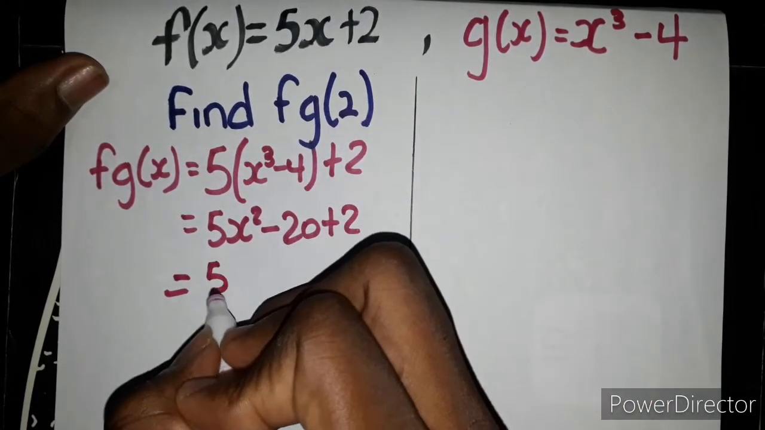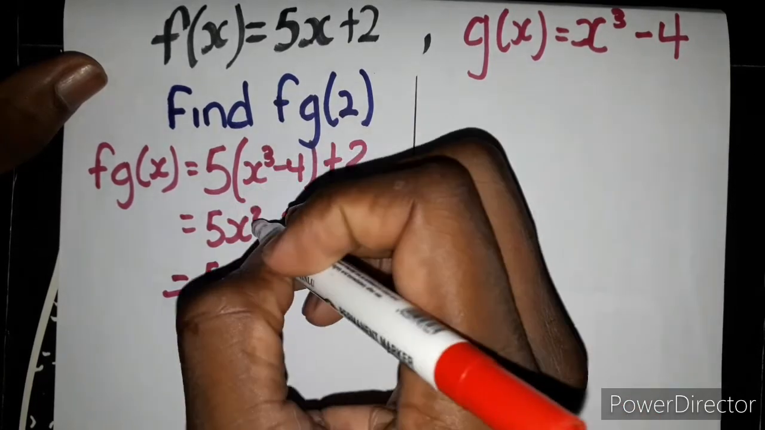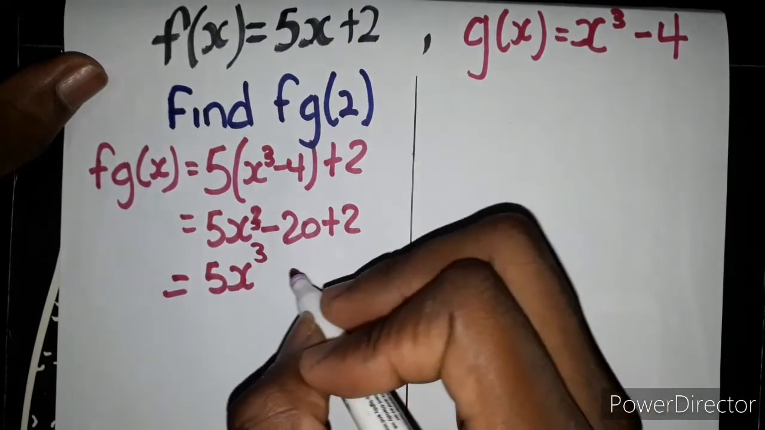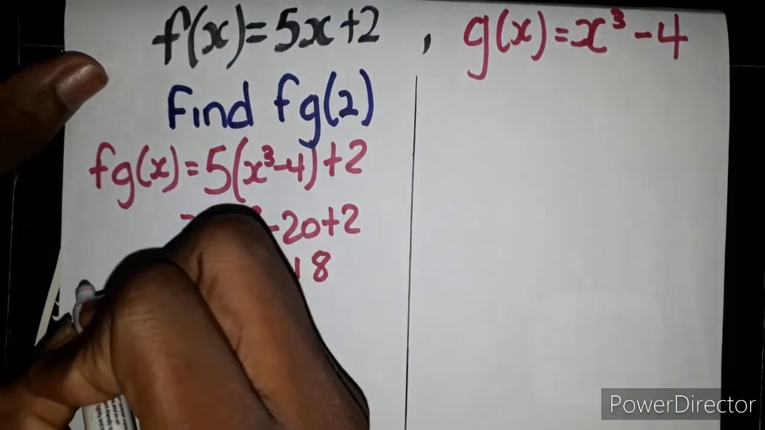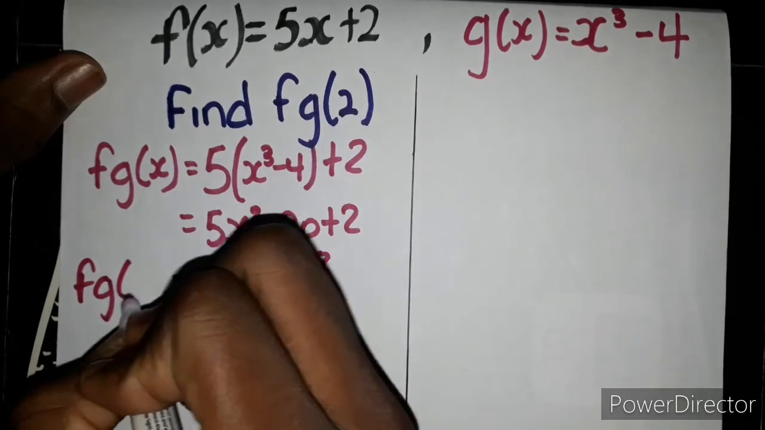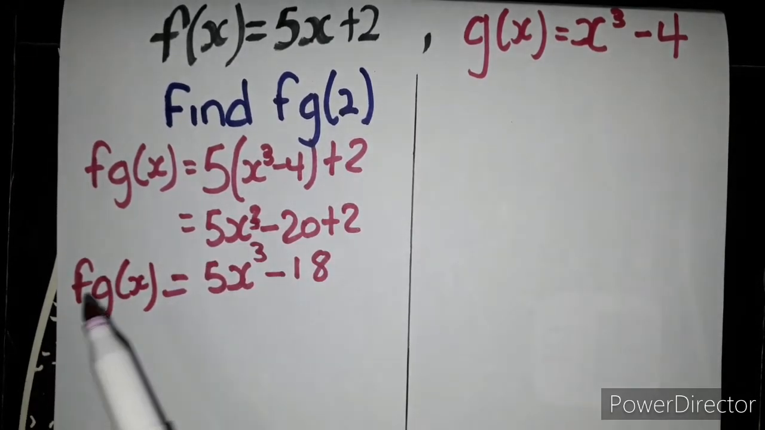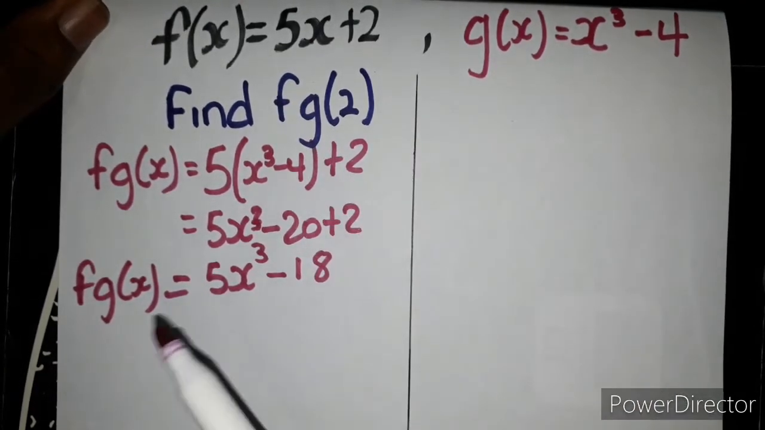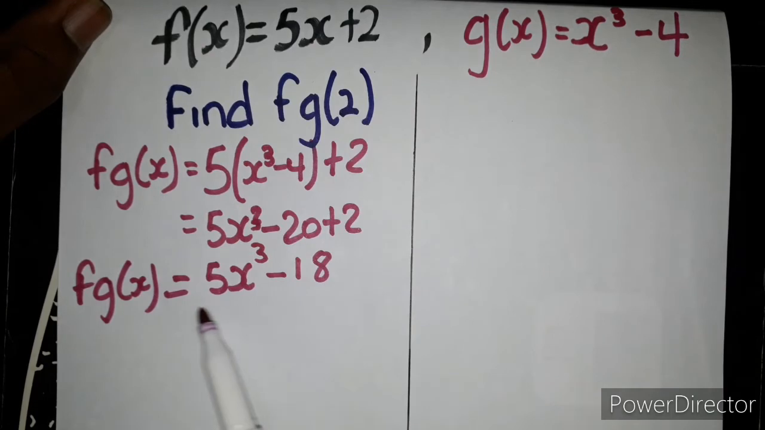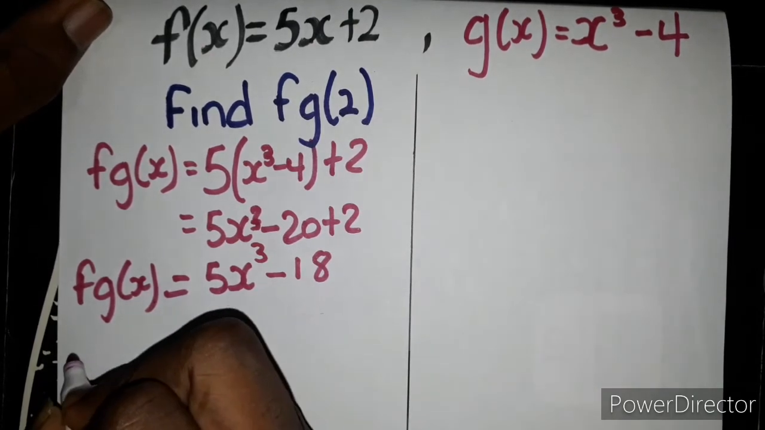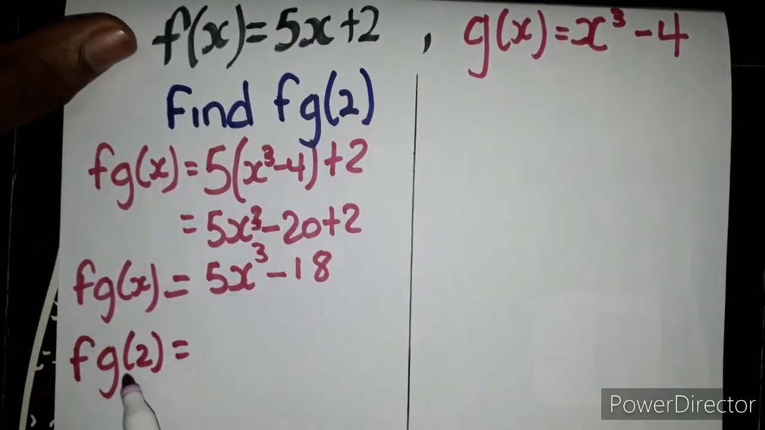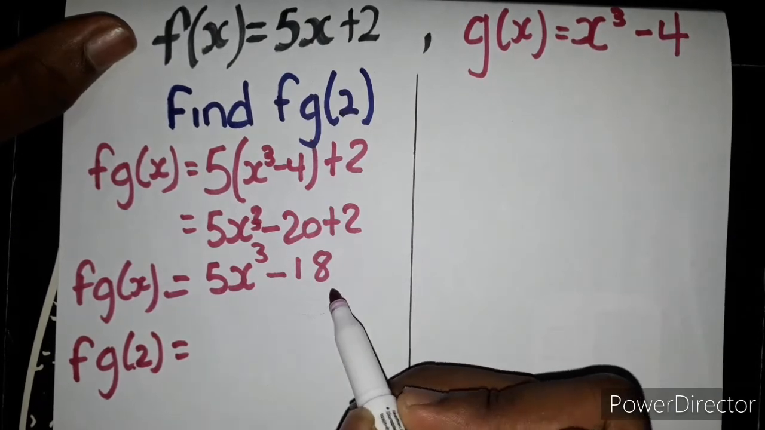That will give you 5x, it should be cubed, right? 5x cubed negative 20 plus 2, that will give you negative 18. So this here now is the general function of fg of x, but we don't want to find that. We want to find fg of 2. So now since we found the general function, we can replace this x with 2. So this will get fg of 2. And all we're doing is replacing x with 2 inside of this equation.